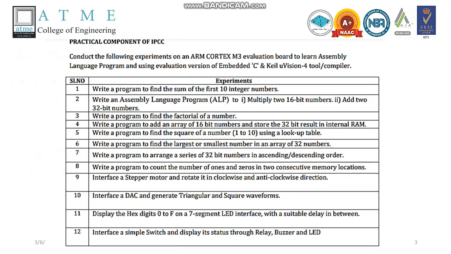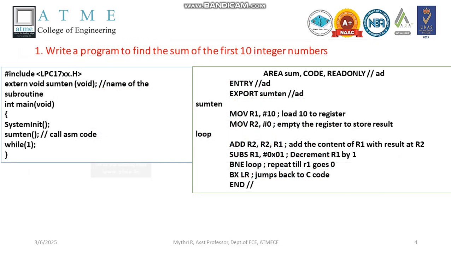These are the lab experiments that we'll be covering in our consecutive videos, and today I'll be explaining the first and the third program: to find the sum of first n integers as well as to find the factorial of a number. So this is to find the sum of first n integers. Here we have called this an ALP program in embedded C. I'll explain the steps of this ALP program.